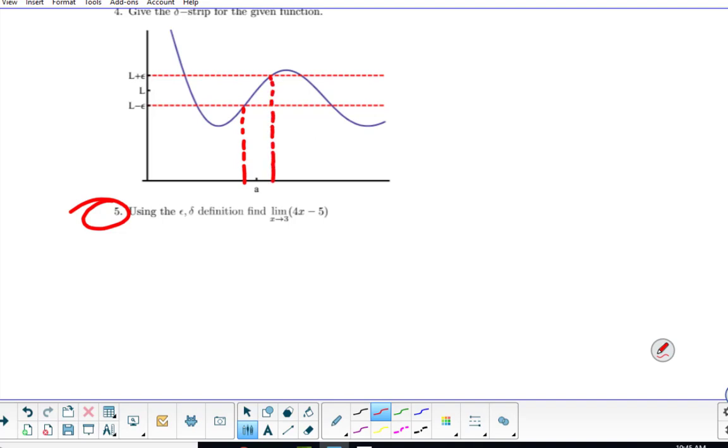There's our delta strip. And then what do we take delta to be? We take it to be the smaller of these two. So I think that the one on the left, again, ends up being the smaller of the two, but that's up to your ability to draw straight lines. Okay. Any questions on that? All right.